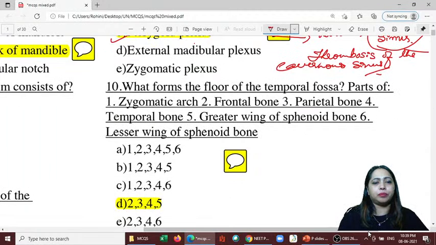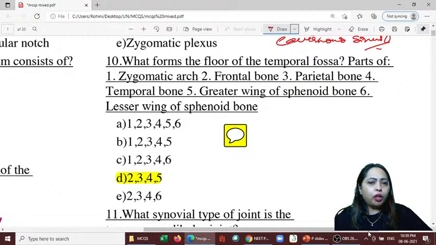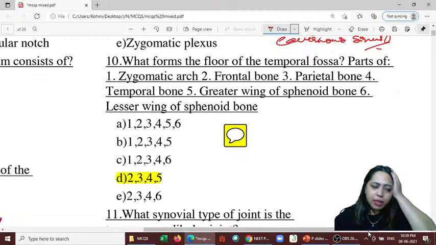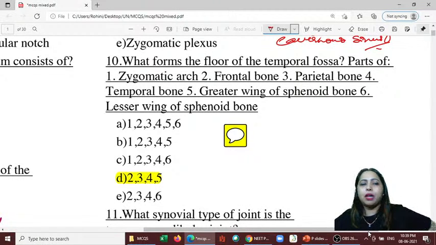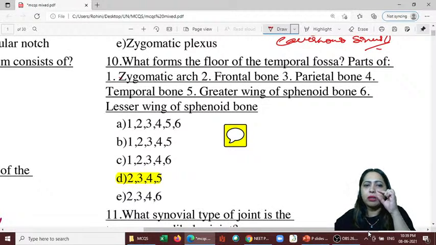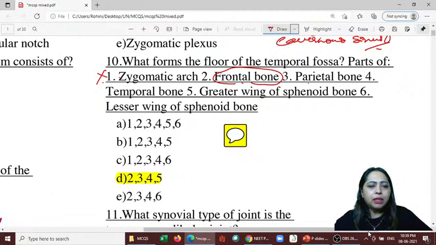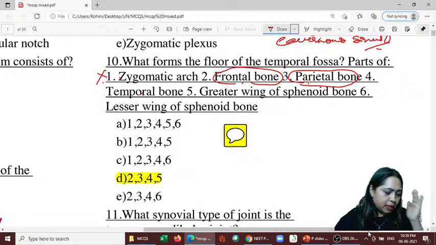Next one. What forms the floor of the temporal fossa? Now, the temporal fossa is the one which is above the zygomatic arch in this region. And what forms the floor of the fossa? You have to tell, is it the zygomatic arch? Now it is here, so the zygomatic arch comes into the picture. The zygomatic is on the cheek, so this will not come. Frontal, yes. Parietal, yes. What about temporal? That is also present in this area.